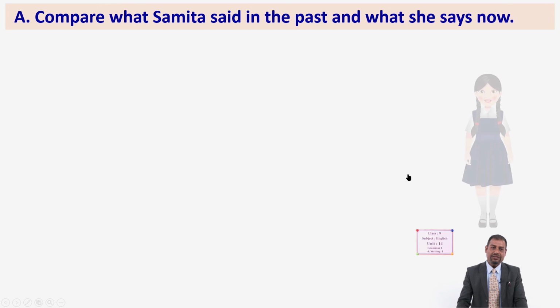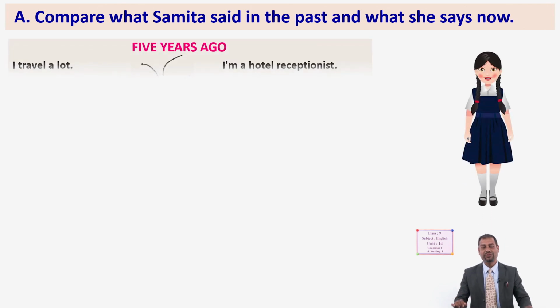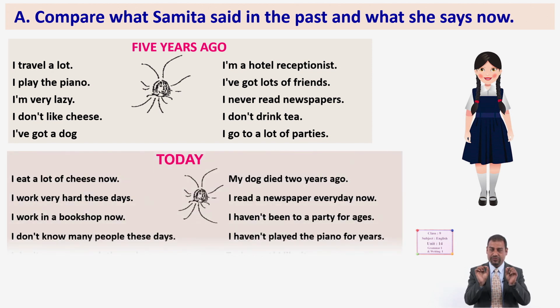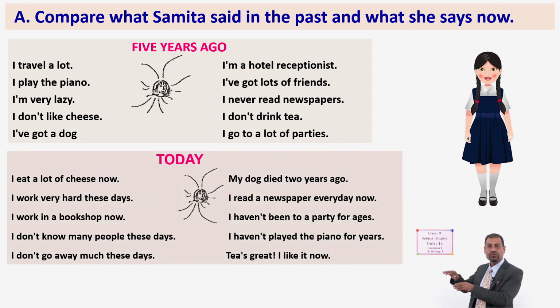Okay? So from here, now you have to do a task. This is just an example for you. So compare what Samita said in the past and what she says now. Dear students, first of all, you have to read what Samita did 5 years ago and then again you have to find out what she doesn't do in the present. For example, I have shown you this example.